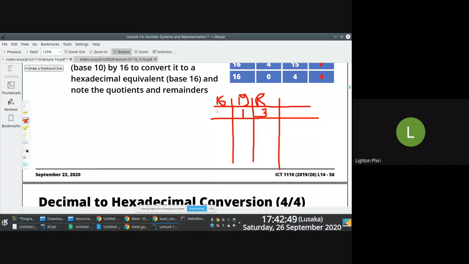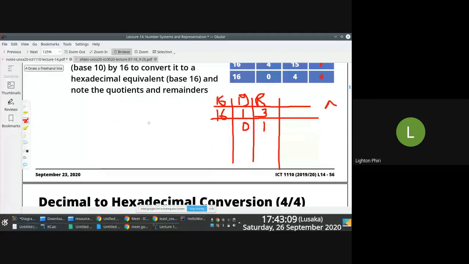And then you repeatedly divide by 16. 1 divided by 16, the answer is 0, remainder 1. What is the answer? Top to bottom, right? Always remember, people get confused with this top to bottom thing. Remind yourself that it's top to bottom.